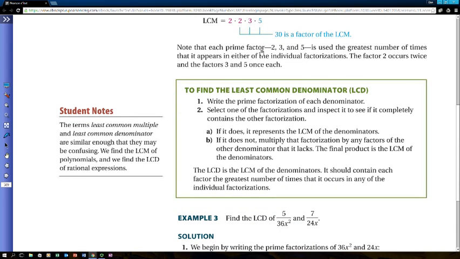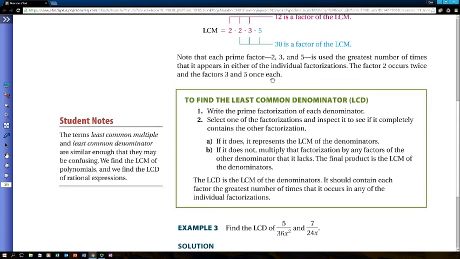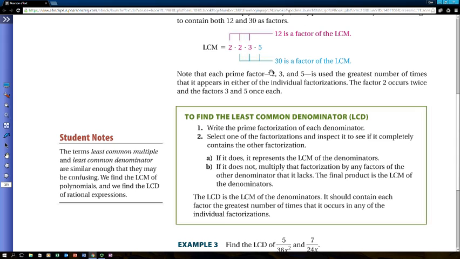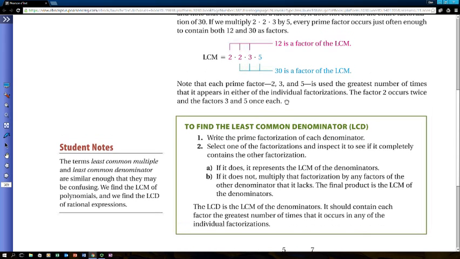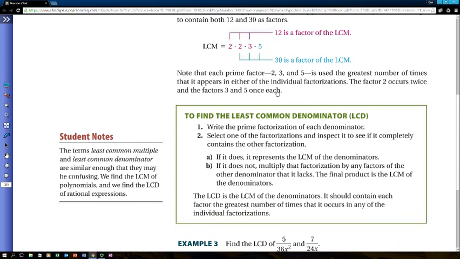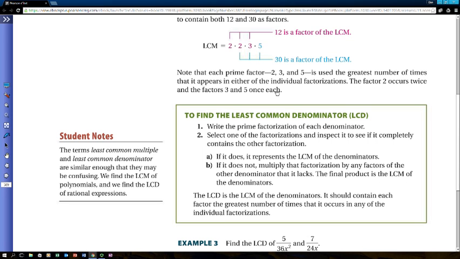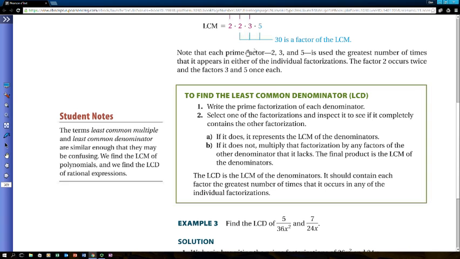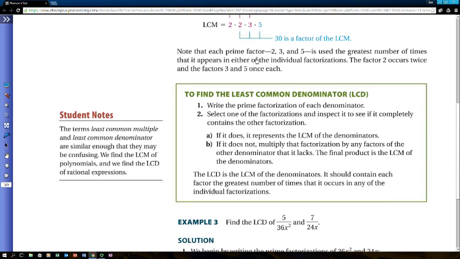So we find that the prime factorization of 2, 3, and 5 is used the greatest number of times that it appears in either of the individual factorizations. The factor of 2 occurs twice, the factors of 3 and 5 occur once. Okay, so we end up with 2 times 2 times 3 times 5, which is 6 times 5, or 60. Okay, or 30, excuse me. I'm breaking into different problems here, I'm sorry.